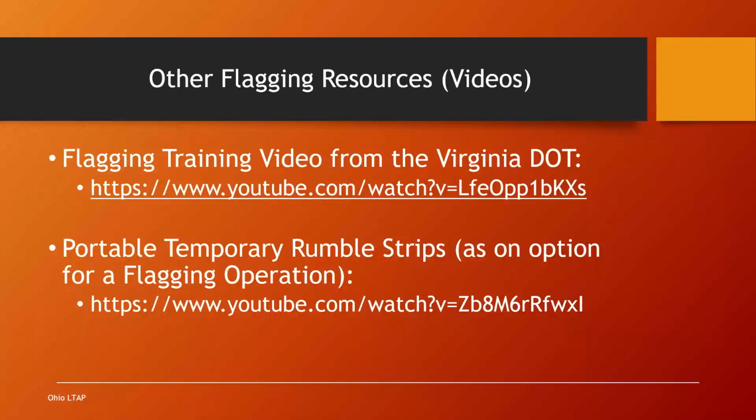And so that's also on our YouTube channel. Just go to the search box and type in Virginia plus portable temporary rumble strips, and you'll see their video. They show what they look like and then how the crew installs them and where they place them.